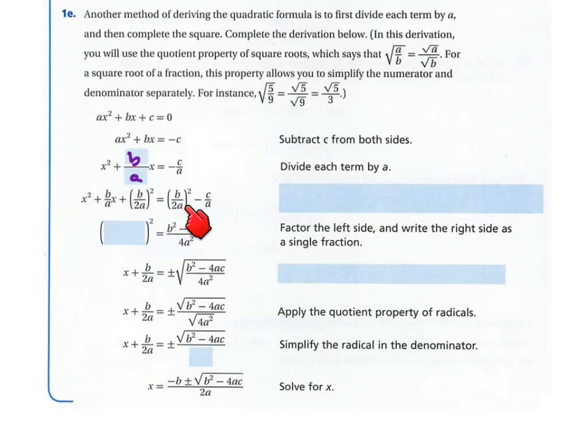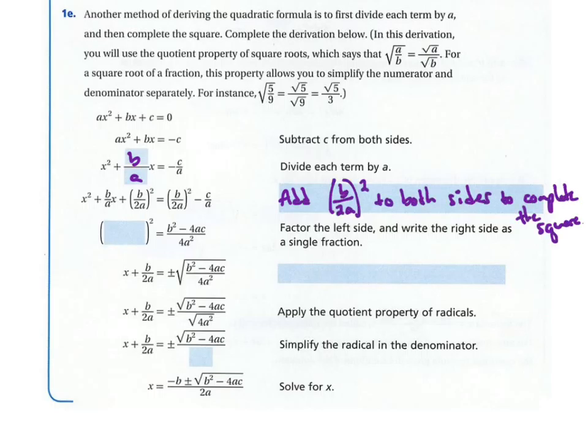Now what did we do in this step here? So you fill this part out. We added b over 2a squared to both sides to complete the square. Now we just factor the left side and write the right side as a single fraction. So we factored this perfect square trinomial into a binomial squared, and we simplified this side. So we got that.